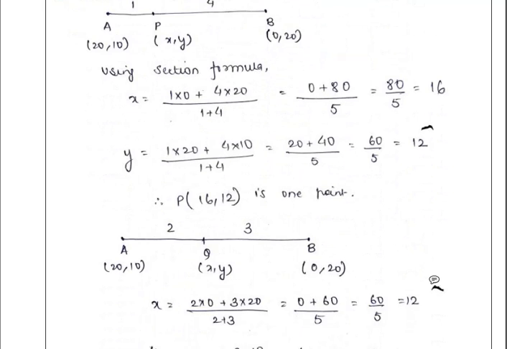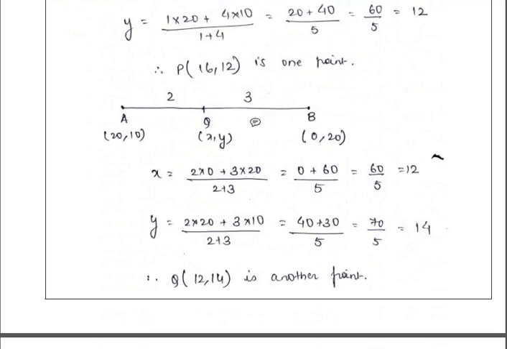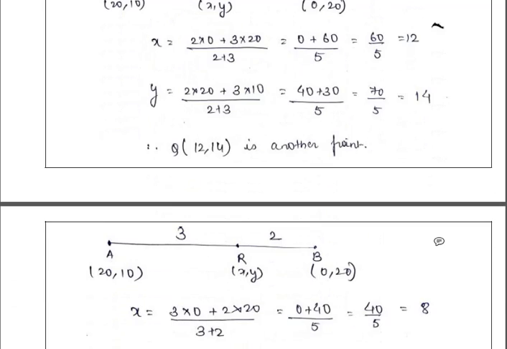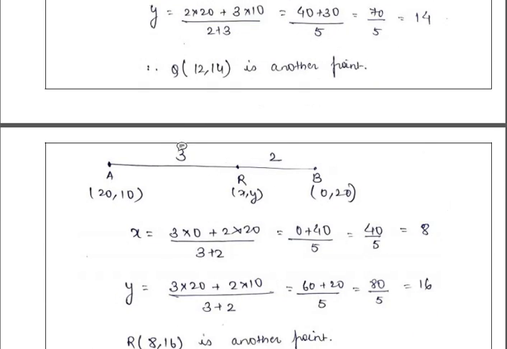Now I shift to Q. When I shift to Q, it is 2 parts on the first and 3 parts on the second. So the ratio is 2:3. The value of x and y that you will get are 12 and 14. From here you go to the next point which is R. जब आप R पे शिफ्ट होगे तो रेशियो 3:2 हो जाएगा, क्योंकि इस तरफ 3 पार्ट्स हैं, इस तरफ 2 पार्ट्स हैं. You again apply the section formula, get the values as 8 and 16.